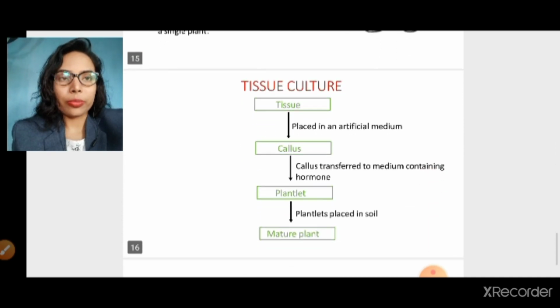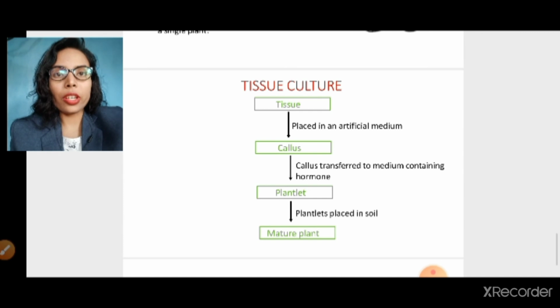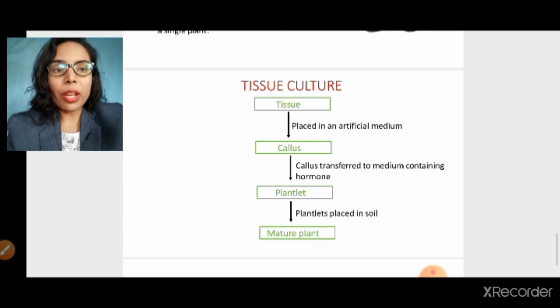Next, tissue culture. In tissue culture, we take a tip of a plant tissue and place it in an artificial medium. Then it grows, and the growing tissue mass is called callus. Then the callus is transferred to a medium containing hormones, and the callus grows into a plantlet. After the plantlet is placed in soil, the plant matures, and this is called tissue culture.